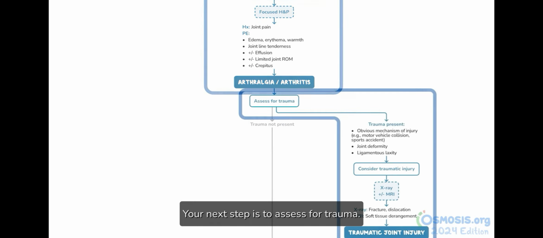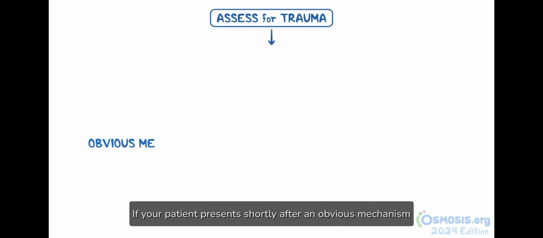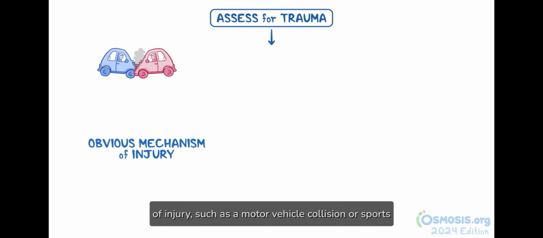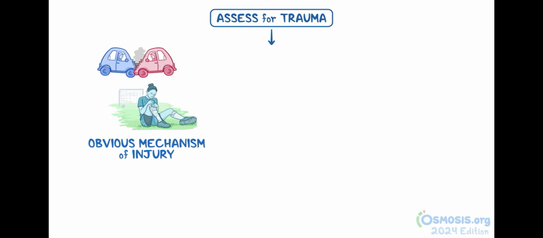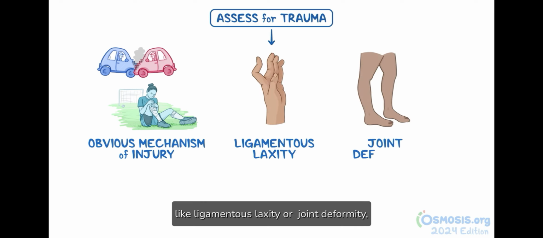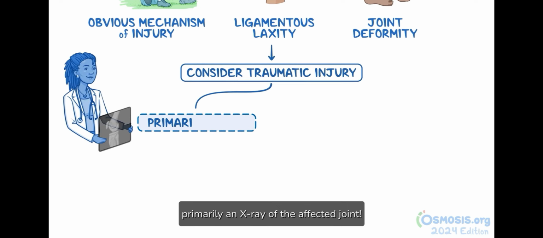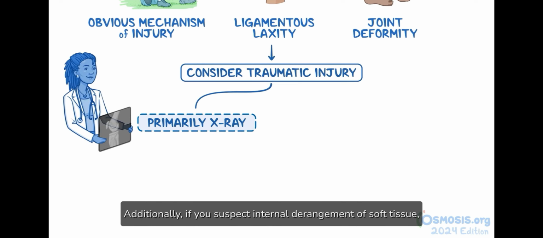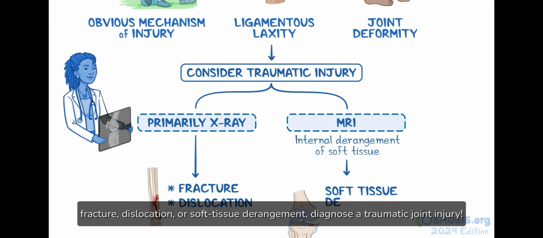Your next step is to assess for trauma. If your patient presents shortly after an obvious mechanism of injury, such as a motor vehicle collision or sports accident, and has exam signs that suggest trauma, like ligamentous laxity or joint deformity, consider traumatic joint injury. Order imaging, primarily an X-ray of the affected joint. Additionally, if you suspect internal derangement of soft tissue, order an MRI. If imaging confirms the presence of a fracture, dislocation, or soft tissue derangement, diagnose a traumatic joint injury.